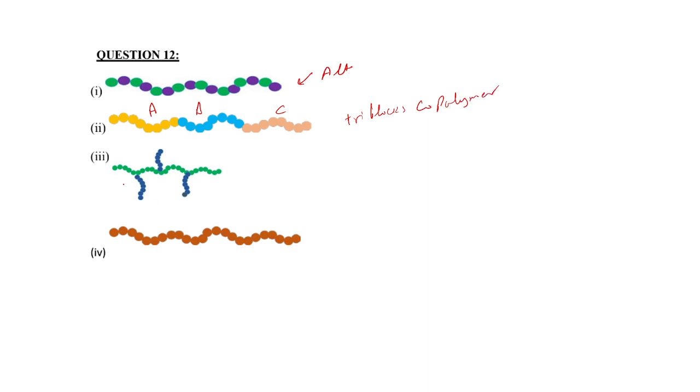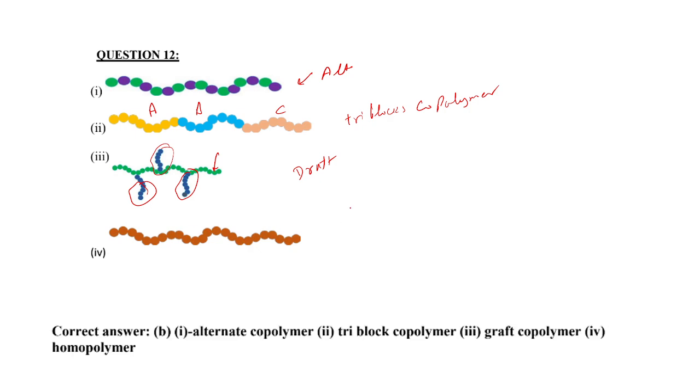Then here you can see that one backbone is there, and other small branches are there, which are made of a different monomer. So we can say it is a graft copolymer. And finally this is the simple polymer only, a homopolymer we can say. So these are the names: alternate copolymer, tri-block copolymer, graft polymer, and finally homopolymer. This is the homopolymer because all monomers are the same. That's why it is called homopolymer.